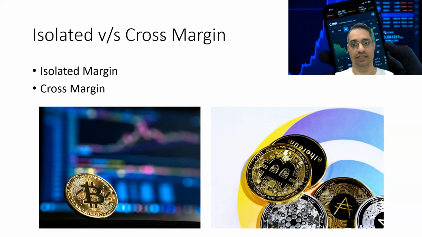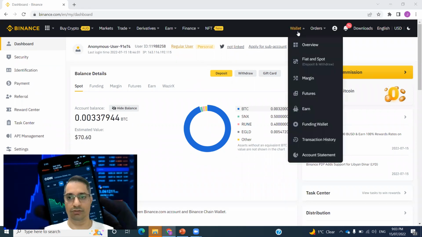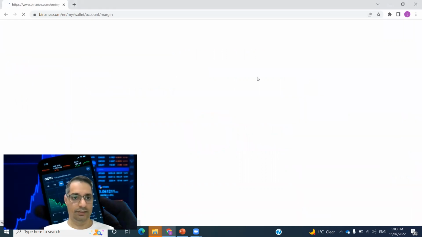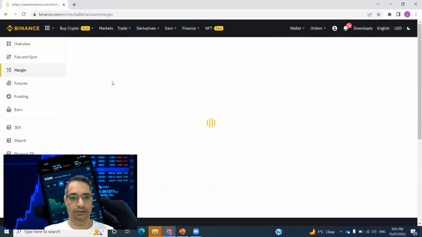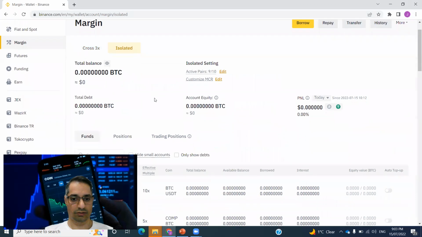Let me switch screens. I have logged into my Binance account, and first of all, we need to go into our margin wallet and deposit some funds there. So I'll go into a margin account, and here you see cross and isolated. I want to just trade isolated, not cross.